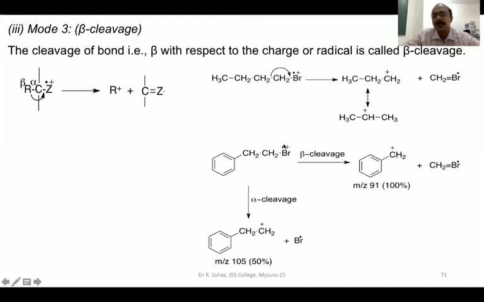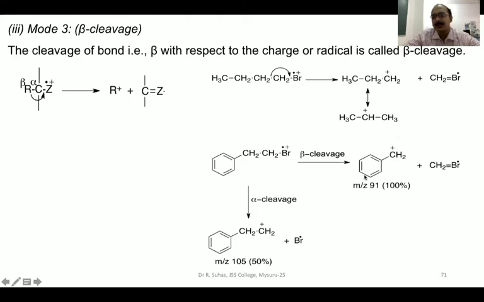And in case of beta cleavage, what does the beta cleavage say? Wherever is the charge or the radical, from there you have to count the beta bond. So here is the charge, this is alpha bond and this is beta bond, and this beta bond should get cleaved off here. The electrons present here will be moving towards this, and it becomes C6H5CH2 plus, and this is benzyl cation, and its intensity will be 100%. That means it will be having very good intensity in the mass spectrum.